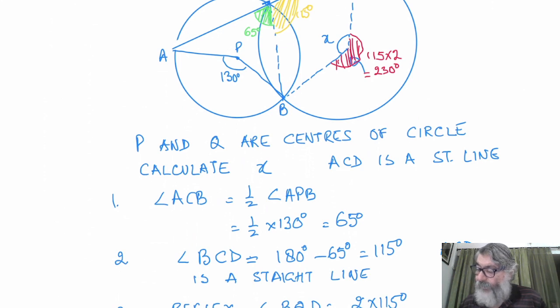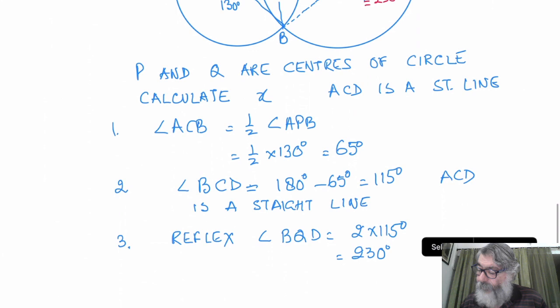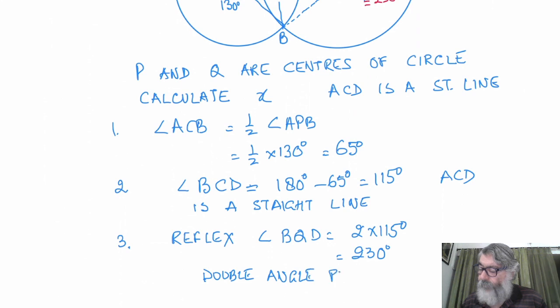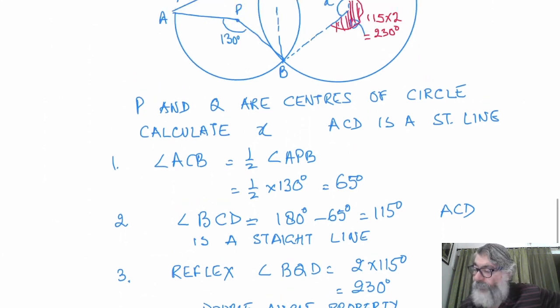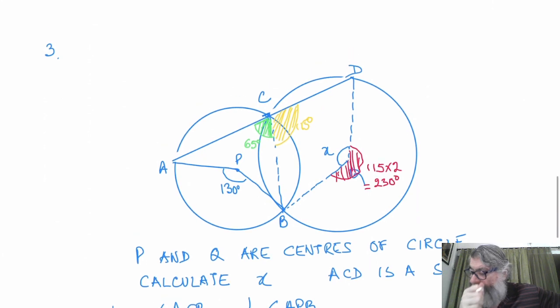We can write double angle property. It's double angle property. The angle at center is double. It is how much? 230. Now what does he want to calculate? He wants to calculate angle X.